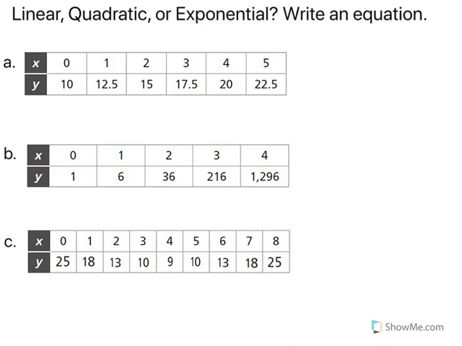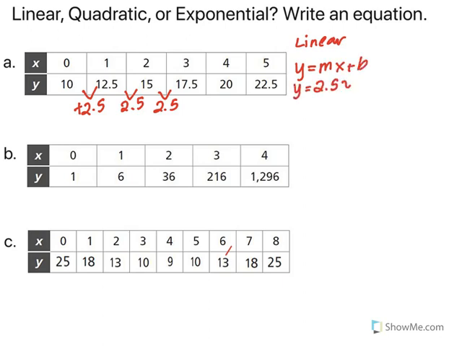So for my first table, I can see that my values are increasing by 2.5 as I go from each of my values. And so because they're increasing by this constant rate, this would let me know that this table is linear. So when I write the equation for this, it's going to be y equals mx plus b. M is the slope, so in this case it's 2.5. X plus my y-intercept, which in this case is 10, because the y value is 10 when x is 0.